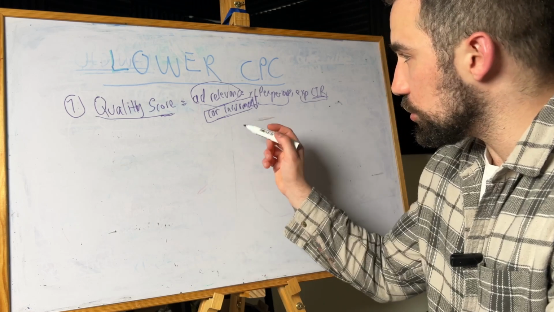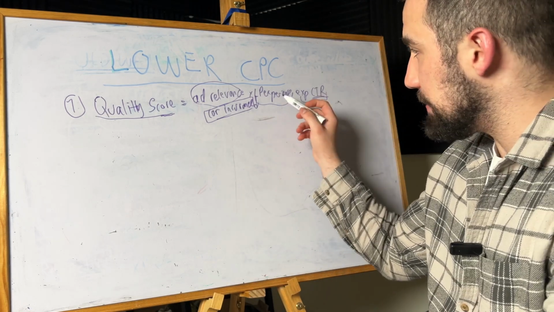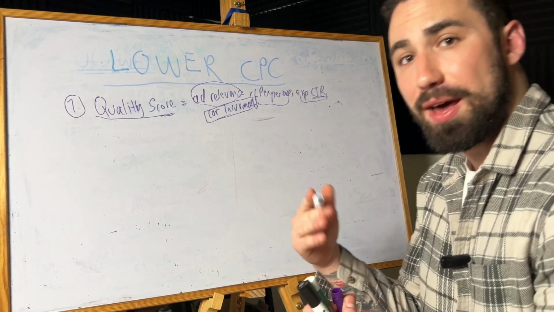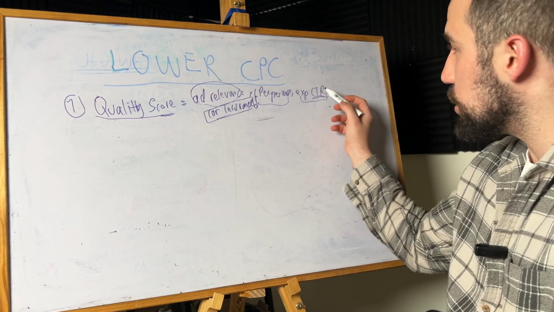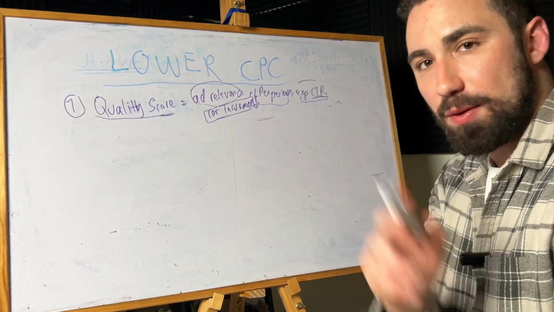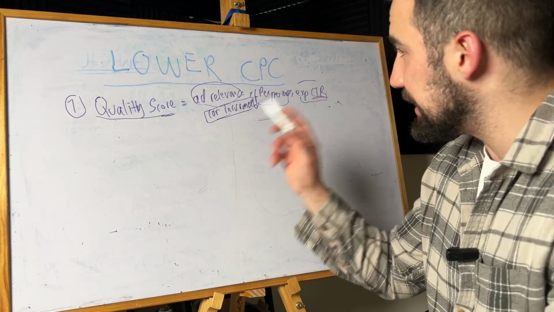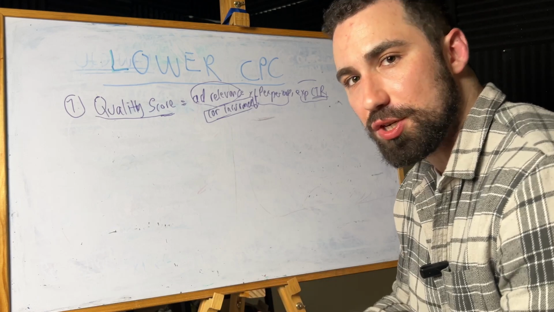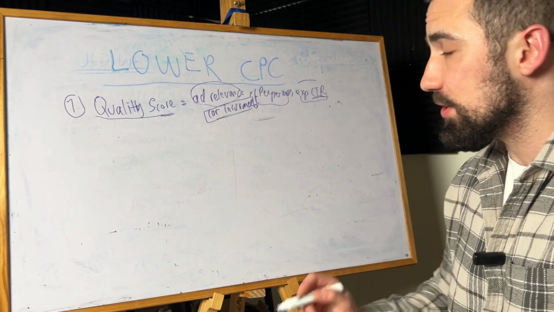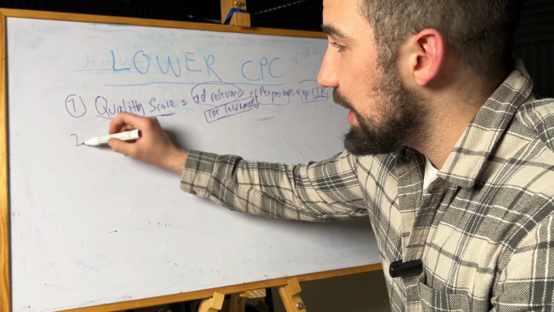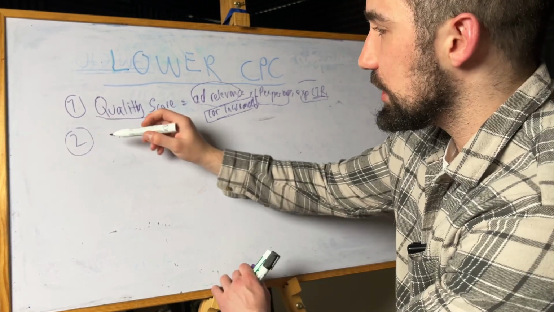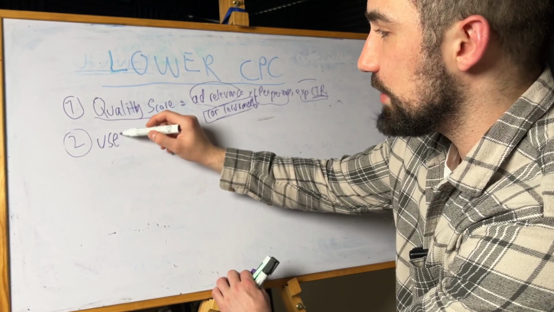So focus on those. Try to make your landing page experience and expected click-through rate higher by using those specific keywords in headline one. Maybe you can pin those in the first headline so you can increase your quality score and expected click-through rate. The second hack is using long tail keywords.